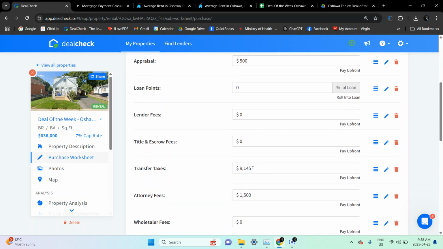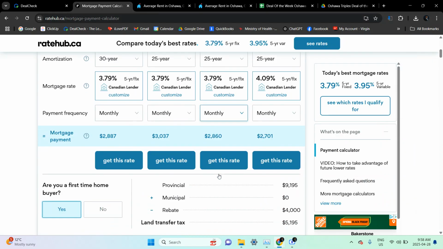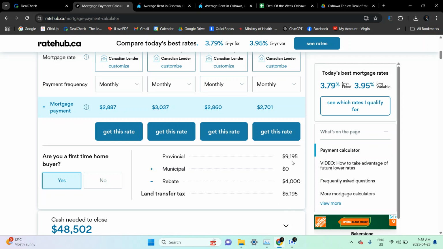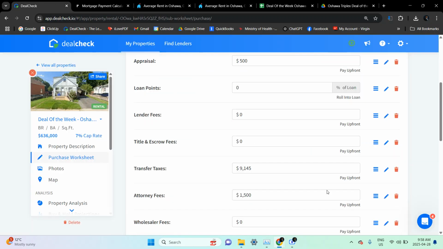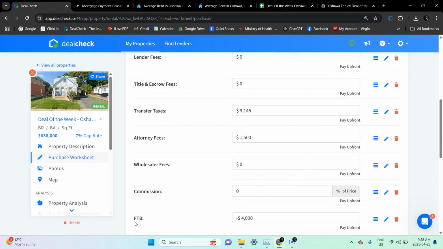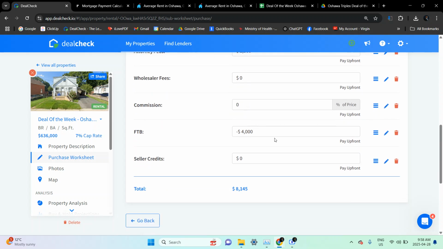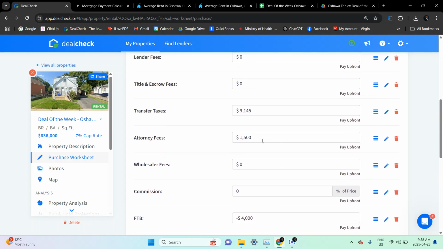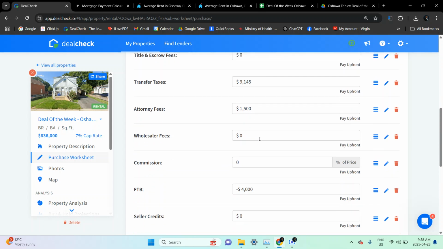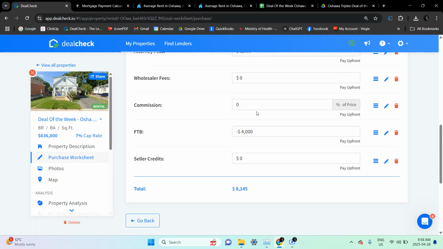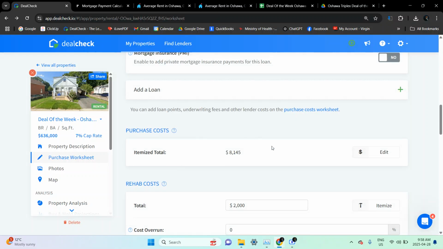Now, the land transfer tax here is going to be $9,145. The way I found that easily, again, back to Rate Hub, it's got great information. It's going to be right here, your provincial land transfer tax. And if you're a first-time home buyer, you're going to get that $4,000 rebate. We're going to do this example as if you're a first-time home buyer, and you'll see that $4,000 rebate I gave you there. Your lawyer fees or attorney fees are going to be $1,500 to budget. Again, that can go up or down depending on who you use and how aggressive your lawyer is involved in the transaction. And no seller credits for this example, but we can always put those in a little bit later.